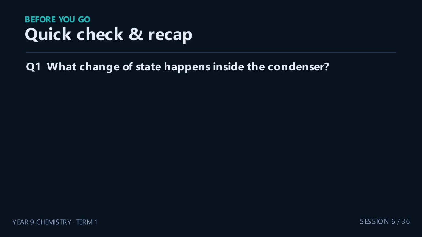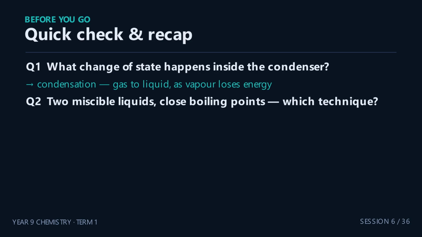Quick check. Question 1. What change of state happens inside the condenser? Pause and answer. Condensation. Gas to liquid, as the vapor loses energy. Question 2. Which technique suits 2 miscible liquids with close boiling points? Fractional distillation, because repeated vaporization and condensation improve the separation.